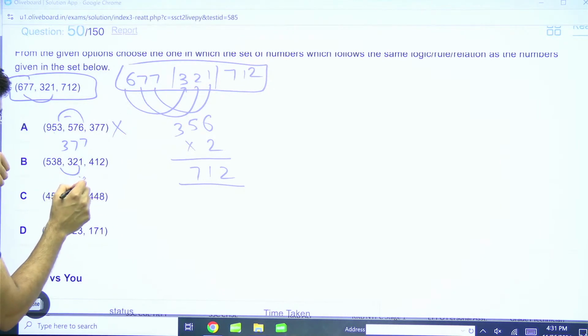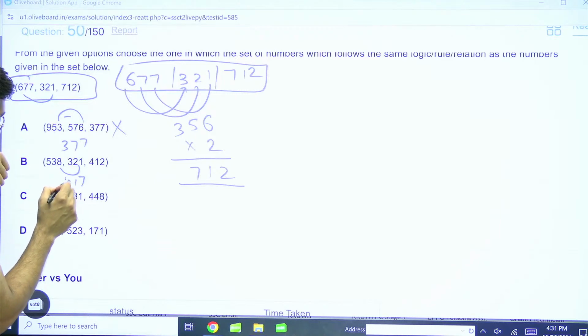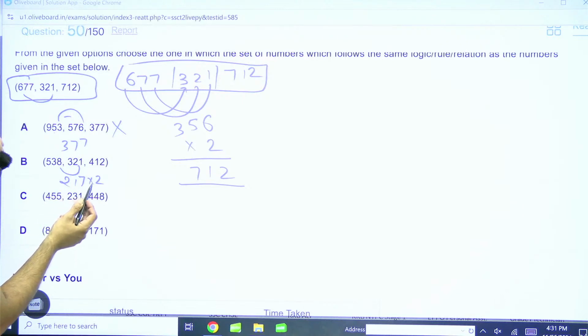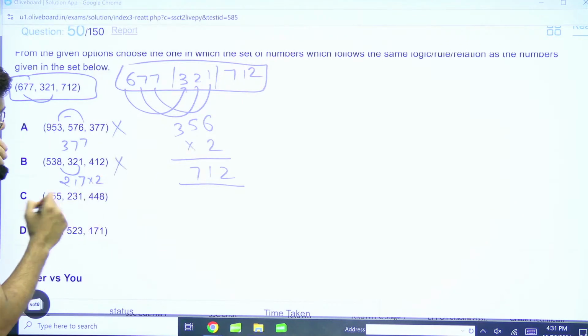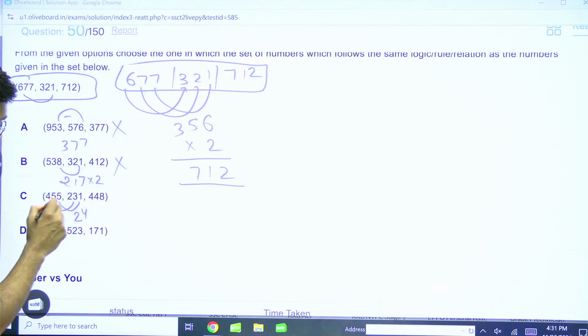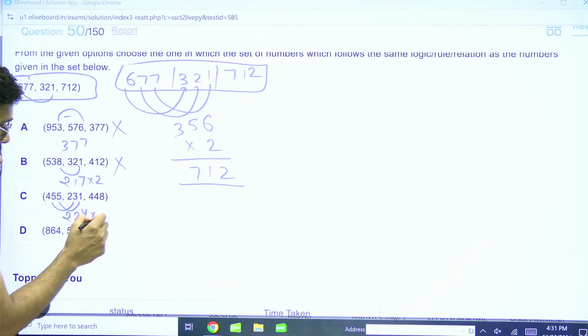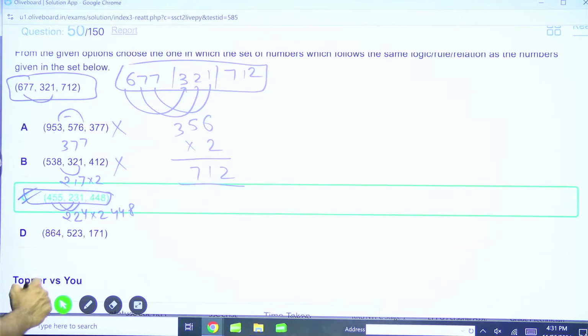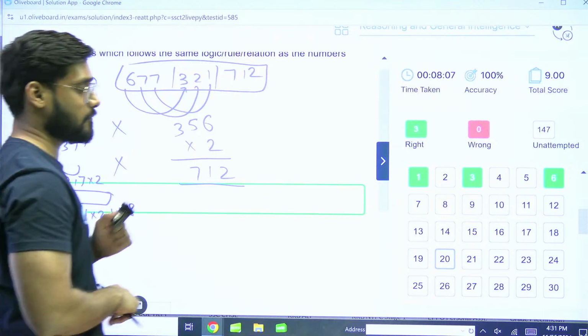8 minus 1, 7. 3 minus 2, 1. 5 minus 3, 2. 2 1 7. Multiply by 2, 200 into 2, 400. No, this is also not following. 5 minus 1, 4. 5 minus 3, 2. 4 minus 2, 2. 2 2 4. Multiplying by 2, 8 4 4. Yes, this is following. C should be the right answer. Yes, it turns green. It means we have done it right.